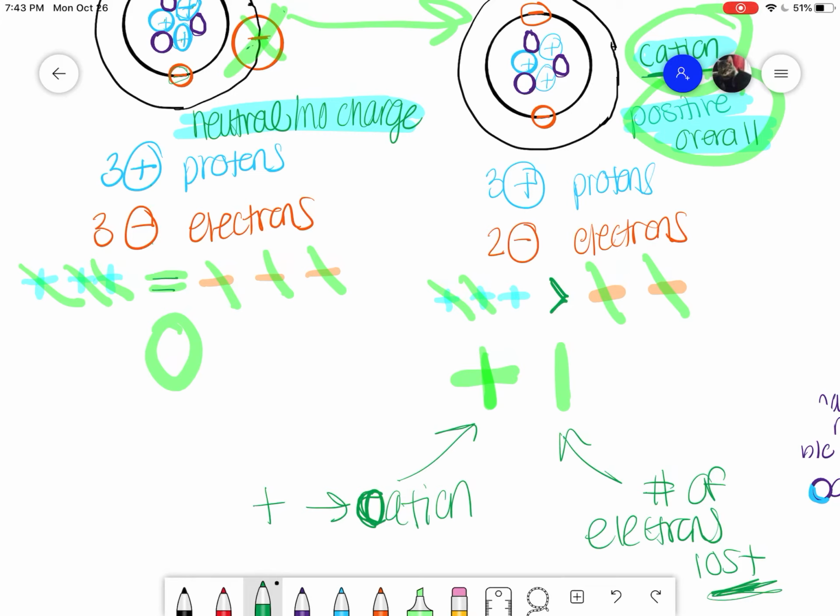Another way we can look at it and double check that it's +1 is it is positive because we have more positive overall. And then by how many? Well, we have 1 more proton than we do electrons, so our charge would be +1. So that's just another way you can check.